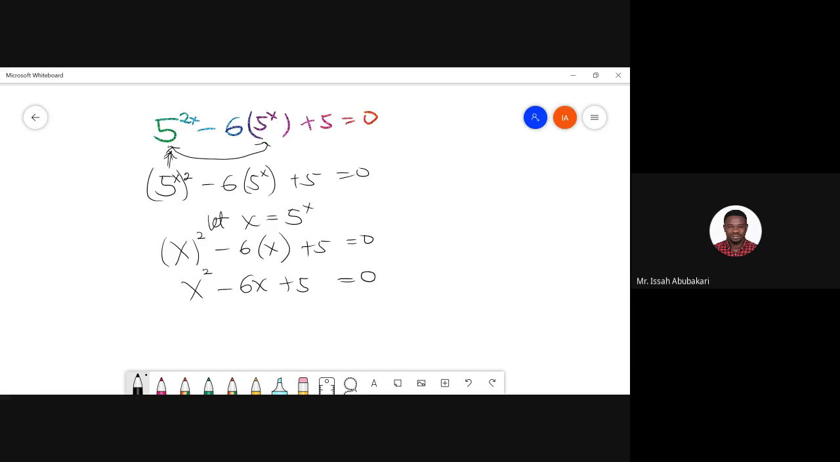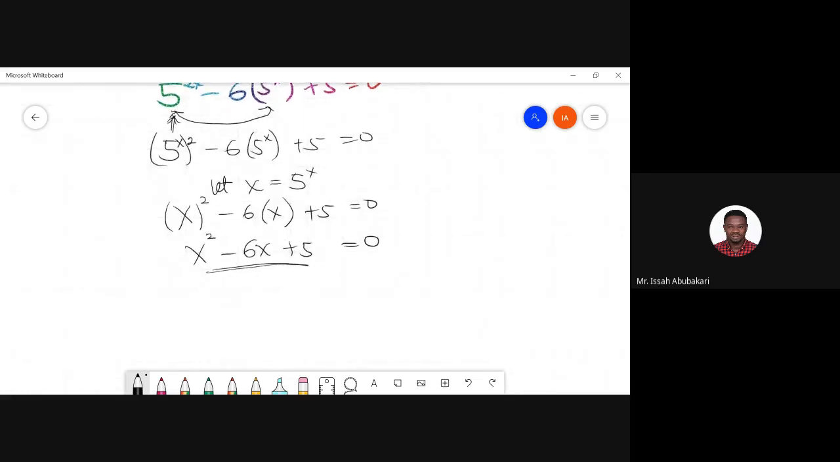0. Now, this equation is a quadratic equation. We solve the quadratic equation and solve for the variable. So what we are going to do is look for two numbers which, when you multiply, we get positive 5, but when we add, we get negative 6. And these numbers are negative 5 and negative 1.